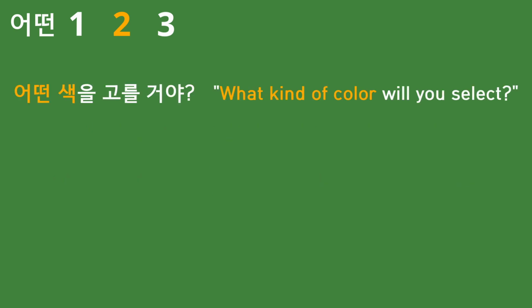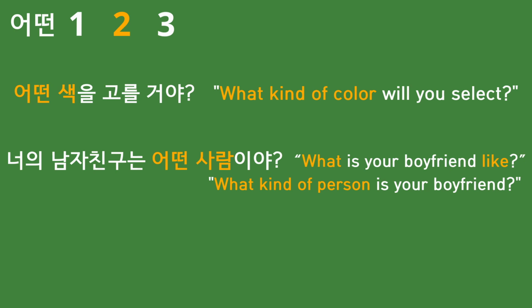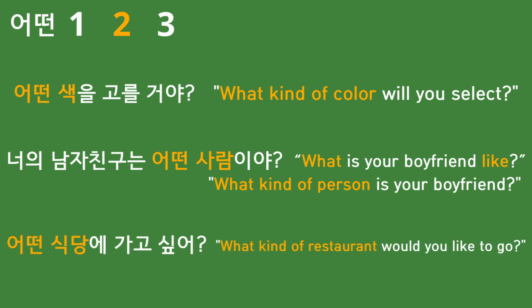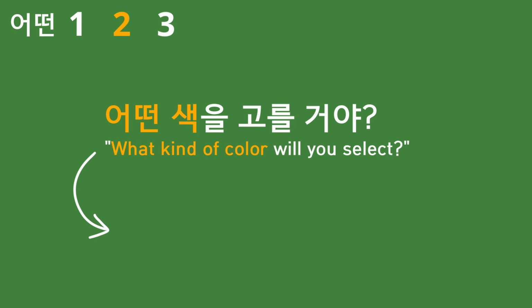For example, 어떤 색을 고를 거야? What kind of color will you select? 너희 남자친구는 어떤 사람이야? What kind of person is your boyfriend? Which means, what is your boyfriend like? 어떤 식당에 가고 싶어? What kind of restaurant would you like to go? All three questions are asking about their characteristics, properties, and personality. For example, in response to the first question, one could answer characteristics of the color such as bright color or dark color, and so on.